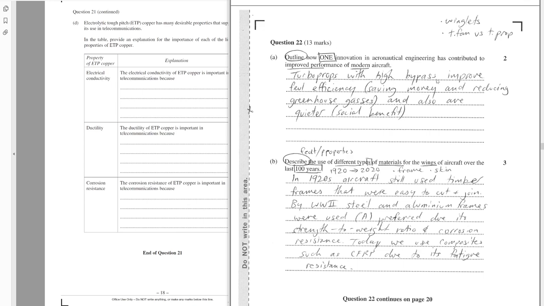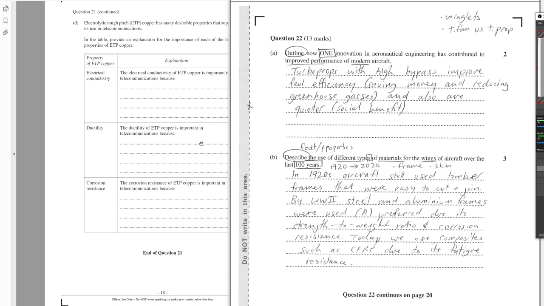But, you know, wrong. High bypass turbofans. The reason why I thought that was interesting is because they actually told us that earlier. So why do we use it? Because it improves fuel efficiency, including saving money and reducing greenhouse gases, and also it's quieter, which has a social benefit. Okay, so next we have: describe the use of different types of materials for the wings of aircraft over the last 100 years.